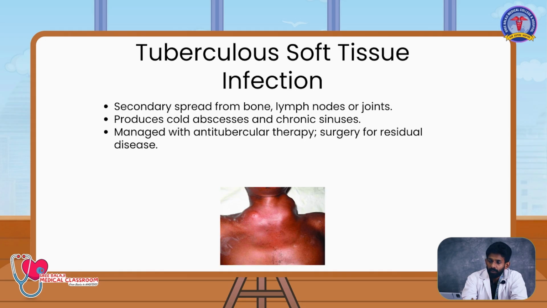Second, now we'll look into the tuberculous soft tissue infection, secondary to spread from bone, joint, or the lymph nodes. These infections form cold abscesses and sinuses. No acute inflammation is seen, so the sinus won't present with the signs of inflammation. The treatment is standard anti-tubercular therapy, and excision of the residual sinus is done.